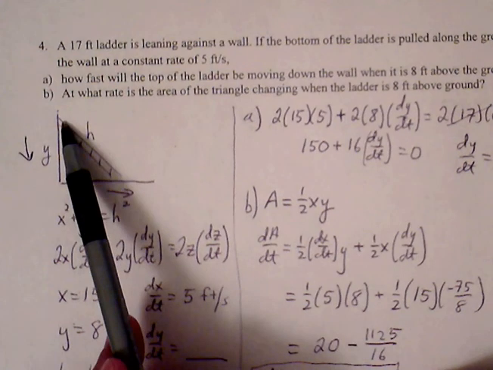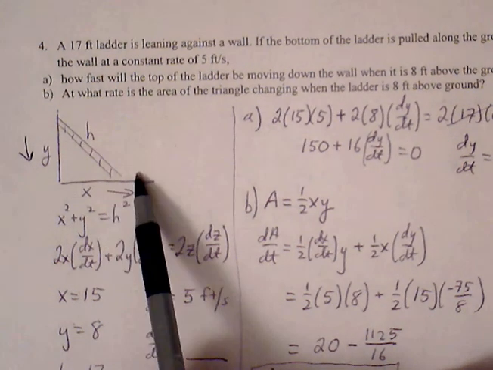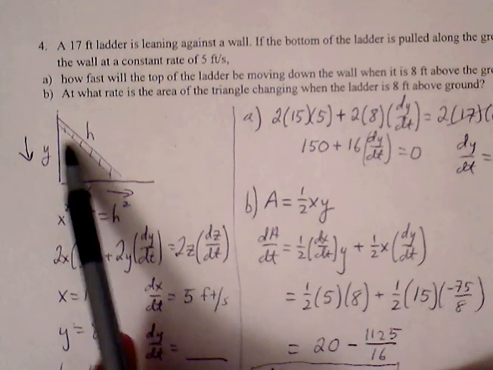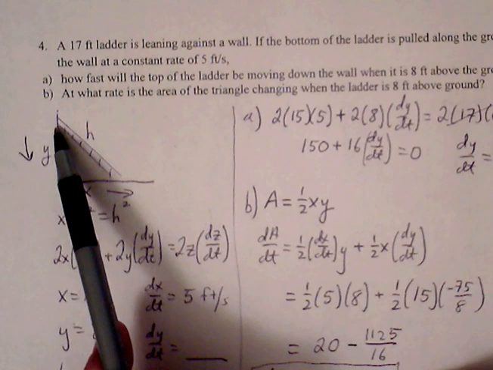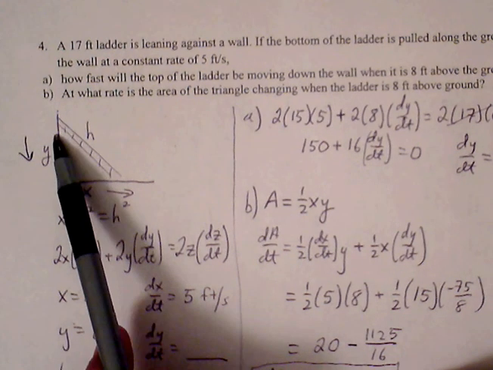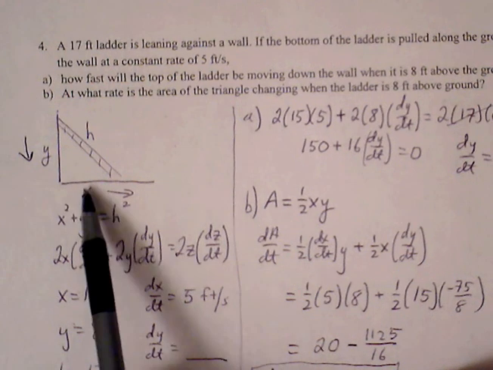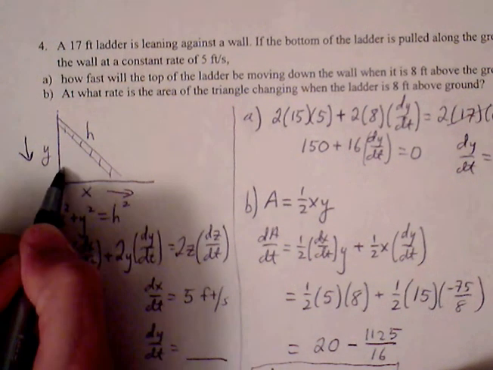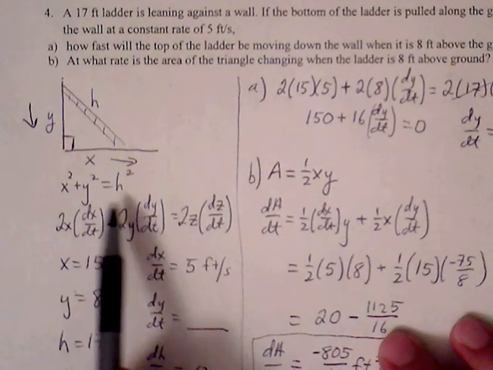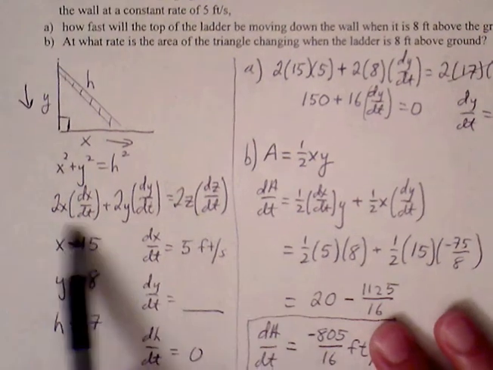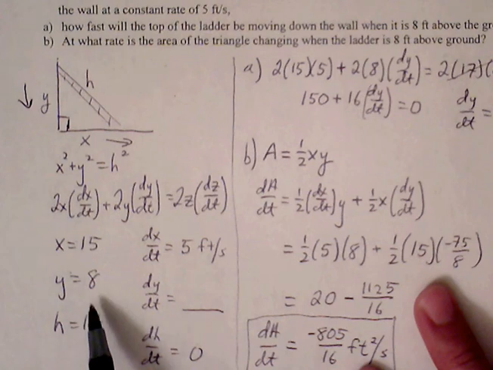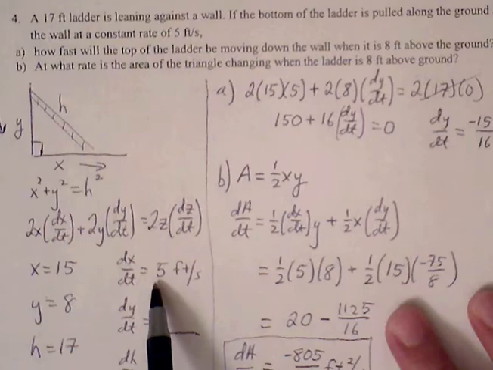So as the ladder is falling and pulling to the right, this x value will be increasing over time. And as the ladder is falling, this y value of this triangle will be decreasing over time. Okay, so we see a right triangle here. We're going to be using the Pythagorean Theorem to relate these three variables. So x squared plus y squared equals h squared. We find the derivatives, and we can see what variables they give us.